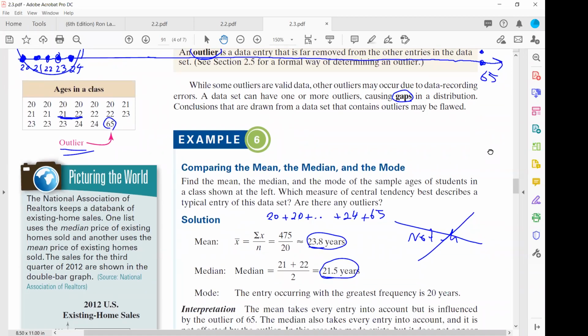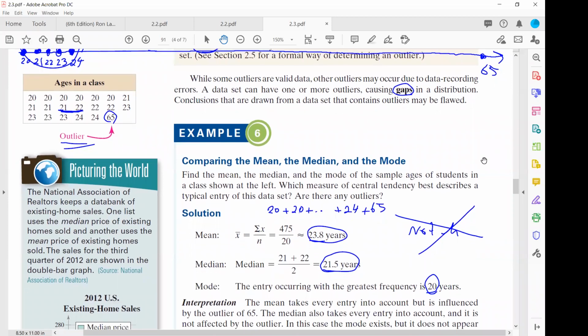And finally, the mode. Okay, let's see which number, which age is repeated the most. As you can see, 20 is repeated 1, 2, 3, 4, 5, 6 times in the collection. So the mode is 20. Please take your time, write down the answers.